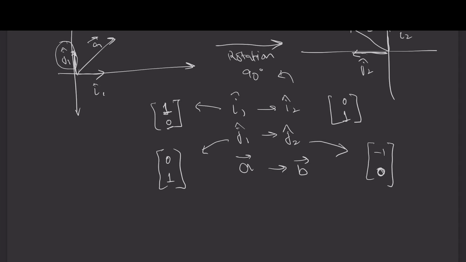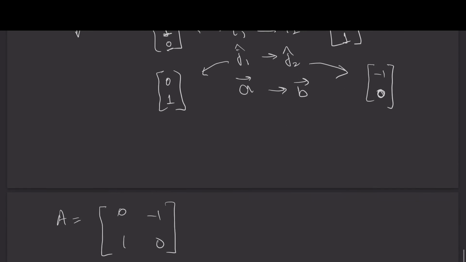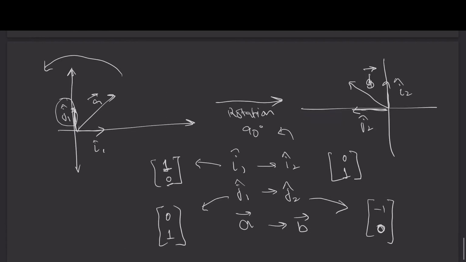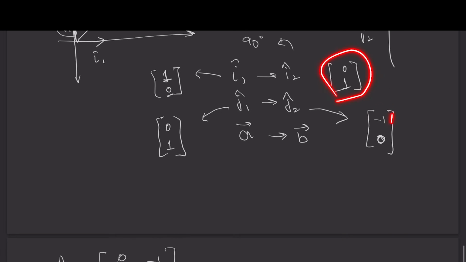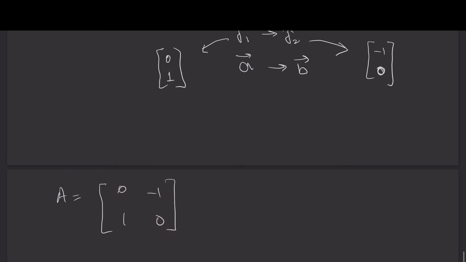So our I unit vector rotated, transformed from this to this, and our J unit vector transformed from this to this. So we can see the rotation matrix that we are applying here has these two vectors here and here. This is where our I landed, and this is where our J landed.